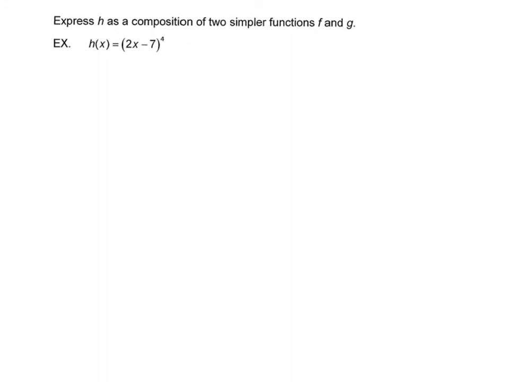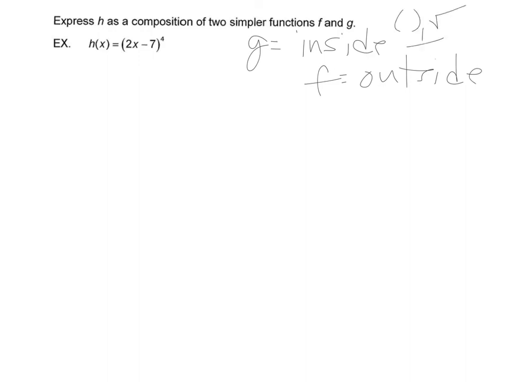Sometimes we're given the composition and then we're asked to determine the original two functions. This says express h as a composition of two simpler functions, f and g. The easiest thing to do is have g be the inside and f be the outside. Inside means it's sealed up in something, in parentheses or under a square root, maybe underneath a fraction, something like that. It's sealed up in something, in absolute value bars. So the g part's pretty easy to figure out. The inside of this would be the 2x minus 7.